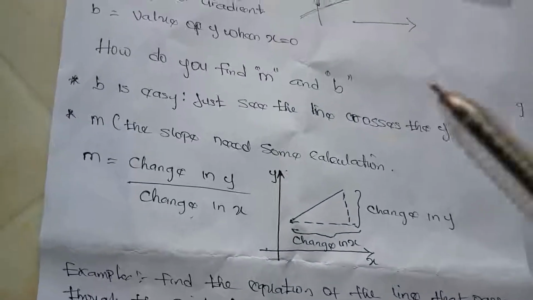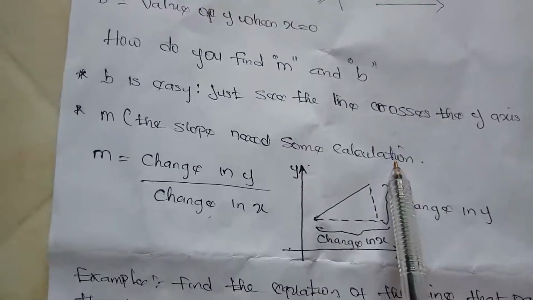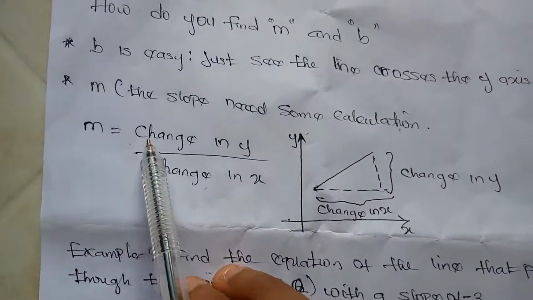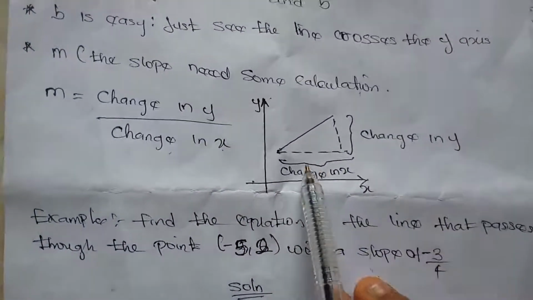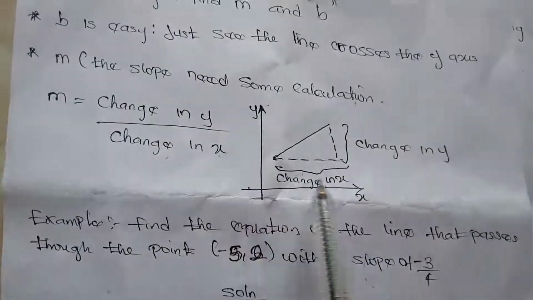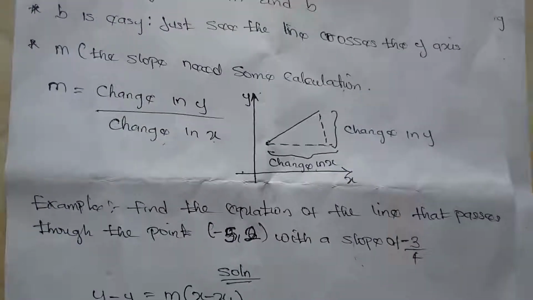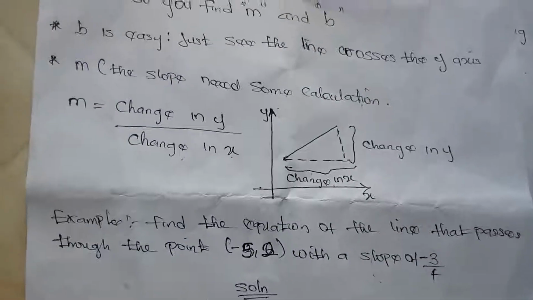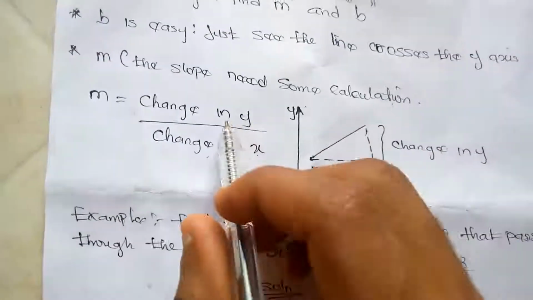But our m, our slope, needs calculation. To get our slope, we always need to calculate. That's why our formula came in. M equals change in y over change in x. This is where the whole slope formula came from. You can't just get the slope without calculating, except when the equation gives you the slope. But where they don't give you a slope, you must always find the slope. That is change in y by change in x.